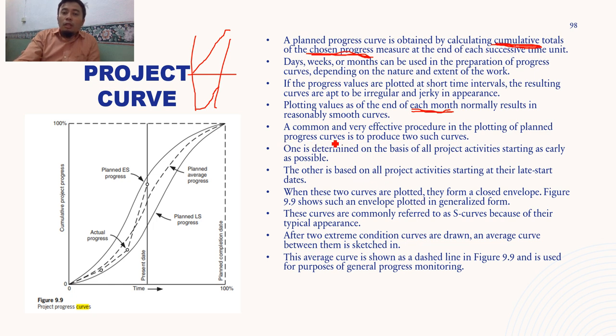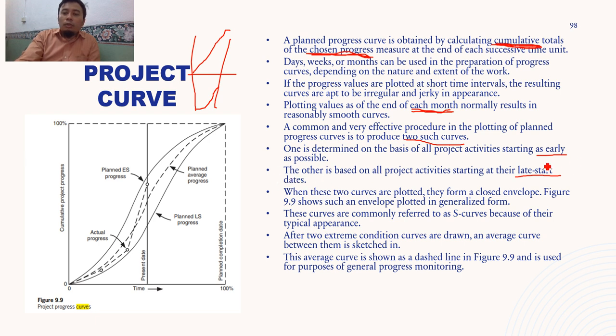A common and very effective procedure in plotting the planned progress curve is to produce two such curves. One is determined on the basis of all project activities starting as early as possible, and the other is based on project activities starting on the late start dates. This is the plotting on the physical curve.